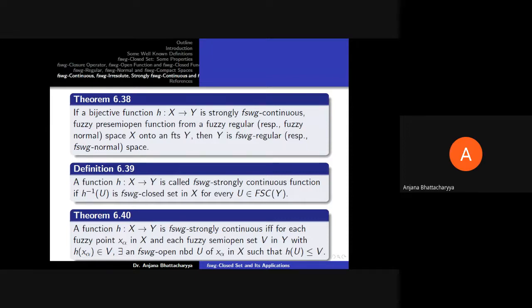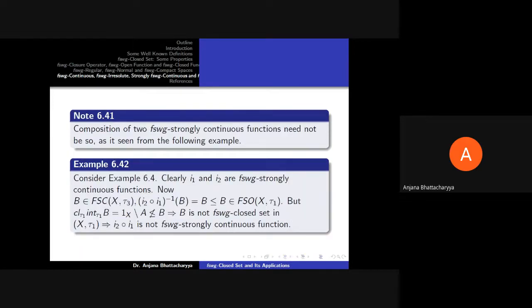This is the characterization. A function h: x to y is Fswg strongly continuous if and only if for each fuzzy point x alpha in x and each semi-open set v in y with h(x alpha) belonging to v, there exists an Fswg open neighborhood u of x alpha in x such that h(u) is less than or equal to v. Composition of two Fswg strongly continuous functions need not be so, follows from this example.